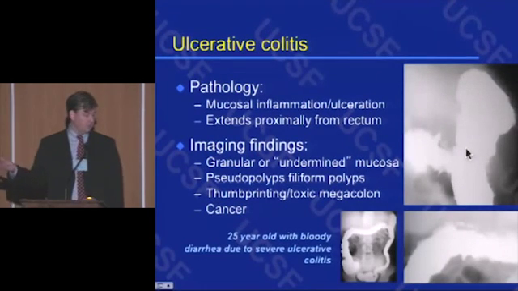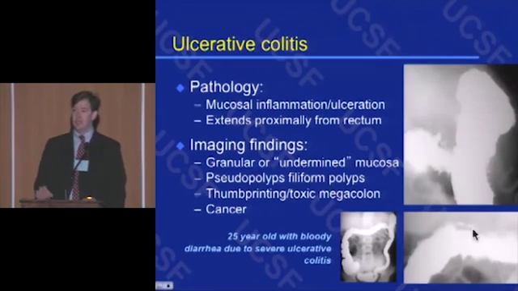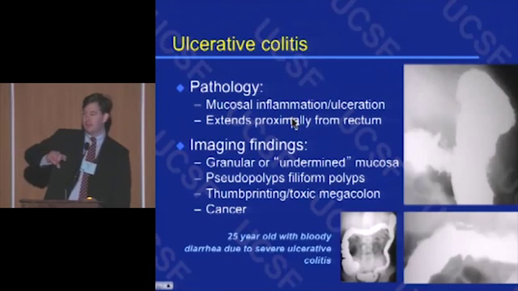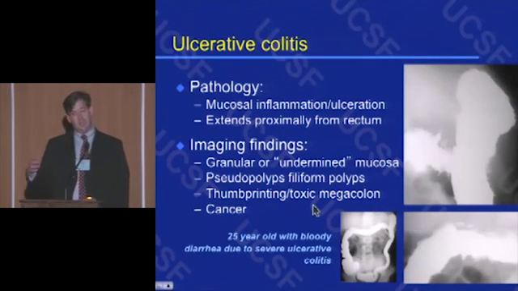Lastly, can't really talk much about the large bowel without speaking about ulcerative colitis. It's mucosal inflammation and ulceration. You get these small collar button ulcers as the inflammation goes within the wall. It always extends from the rectum proximally. And you can see this granular or undermined mucosa. You get these pseudopolyps or filiform polyps. Lastly, if the patient's got chronic ulcerative colitis, you always have to worry about cancer.